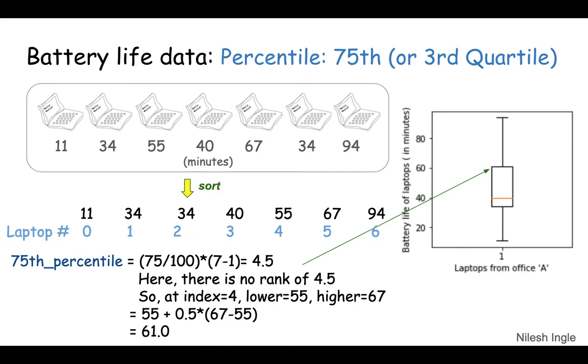So that was how you calculate the 25th percentile, the median or 50th percentile, and the 75th percentile, or in other words the first, second and third quartiles. That was it for this video. In the next video we'll continue this discussion on statistics.